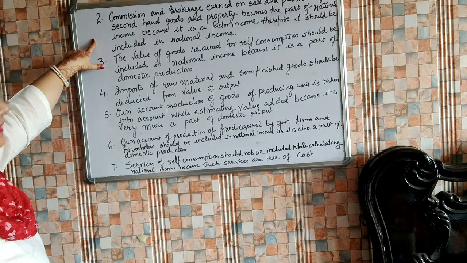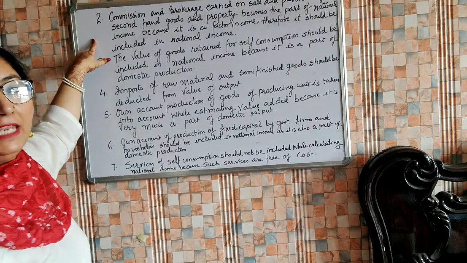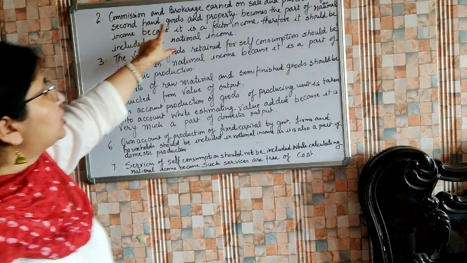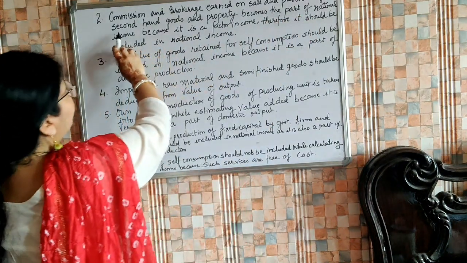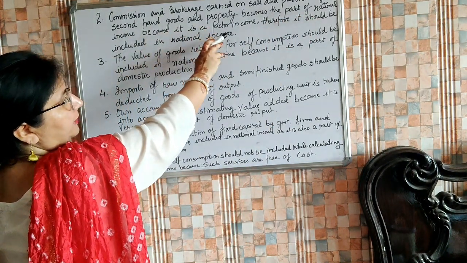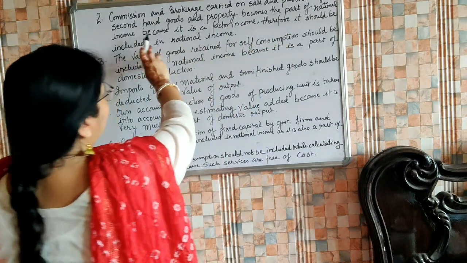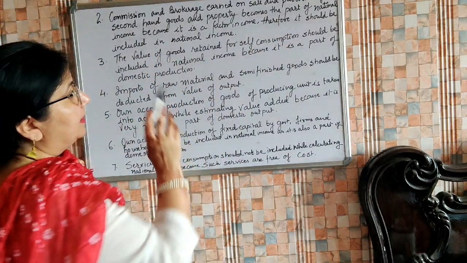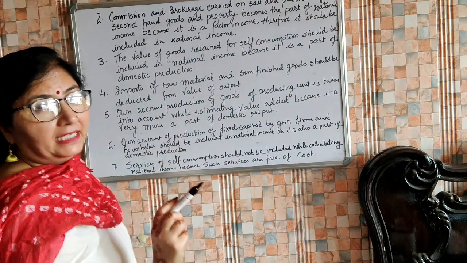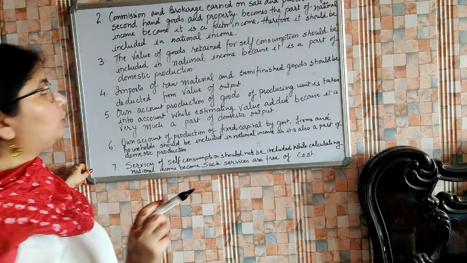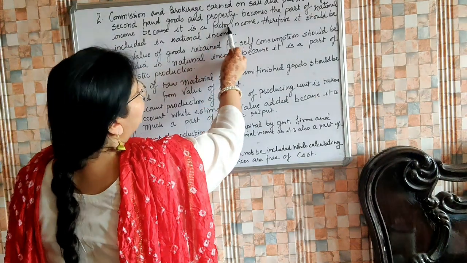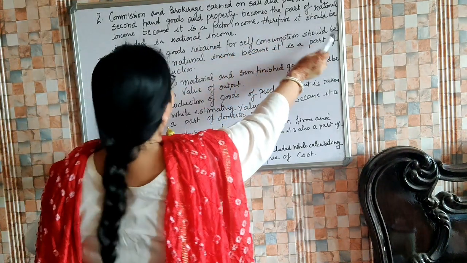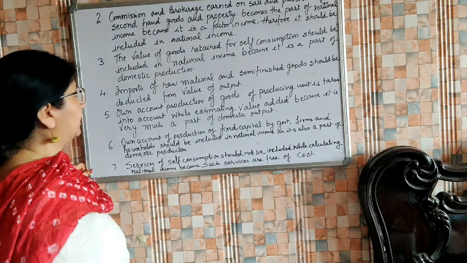Now, the next precaution which we have to take is commission and brokerage on sale and purchase of second hand goods and property becomes part of national income, because सेकेंड हैंड गुड्स को हम शामिल नहीं करेंगे, लेकिन जो भी इस डीलिंग को करवाएगा उसका हम शेयर शामिल करेंगे. It is a factor income, therefore it should be included in national income.